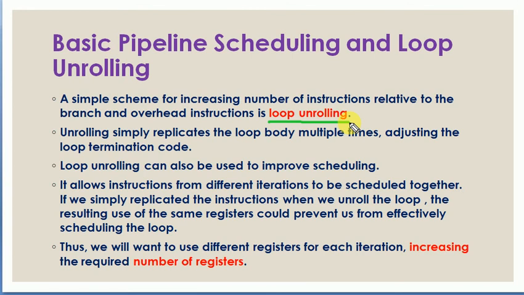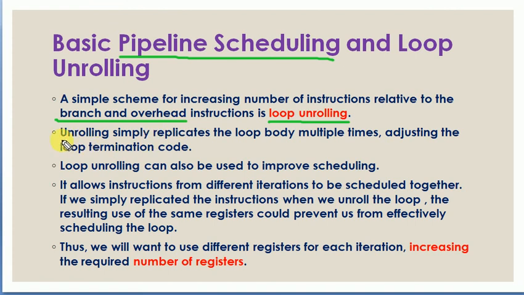All this happens because of the pipeline scheduling that is implemented by the compiler. So even if we want to reduce the number of clock cycles required for the entire loop operation, we can use the process called loop unrolling. It is used for increasing the number of instructions relative to the branch and overhead instructions. When we use loops, we require more branch operations and overhead because of the creation of other sets of stalls.